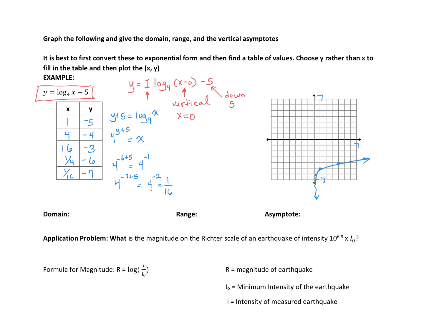So we can see that our vertical asymptote is right here at x equals 0. Our range is minus infinity to infinity, and our domain, since I didn't shift it to the right, is actually 0 to infinity.